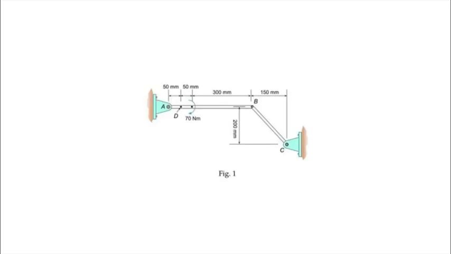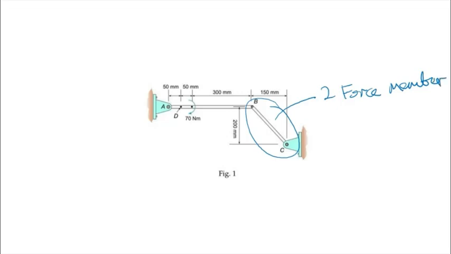Similarly, in this example here, we can see that there is a two-force member. If you look carefully at points B and C, they are pin joints. Component BC has only two points where external load is applied to the component, and they are pins. Therefore, BC is a two-force member.